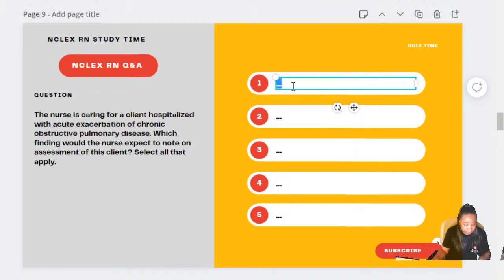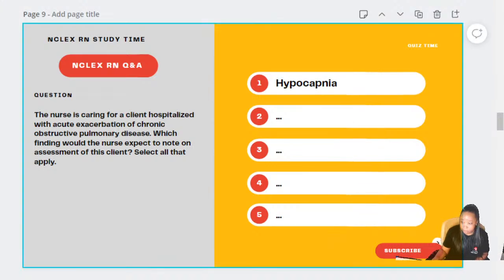Hypocapnia. The second one says, you know what hypocapnia is? When you have a CO2 buildup, they ask you, is it going to be hypo or hyper? Hypo is low carbon monoxide, right? So in a patient with COPD, it should not be low, it will be high. So in a patient like a COPD, it will be hyper, not hypo. Hypercapnia. So that cannot be one of the answers, right?